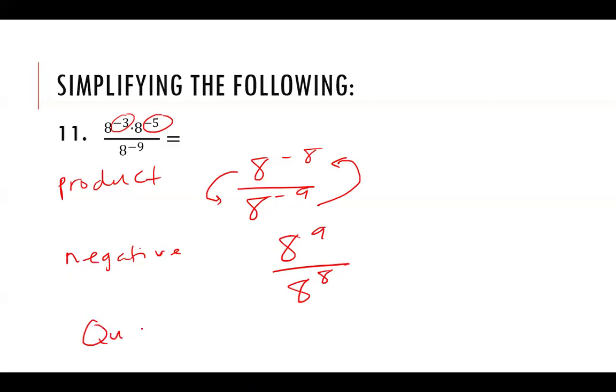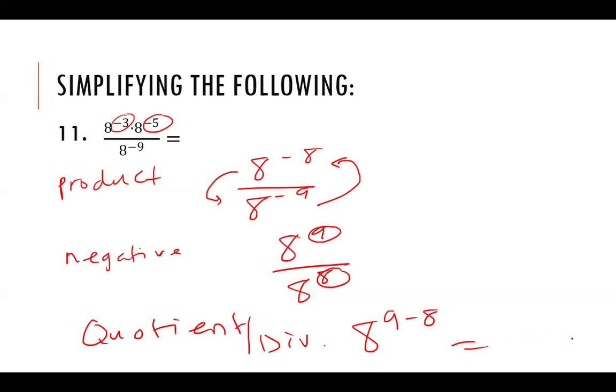My last rule I'm going to use is the quotient or division rule. These notes call it the division rule. I grew up calling it the quotient rule, so it's kind of hard for me to stop saying quotient, but it's the quotient or division rule, which means that you're going to do what with the powers? Subtract. So we have 9 minus 8. So we have 8 to the 9 minus 8, which just simply equals 8. So your final answer should have just been 8.